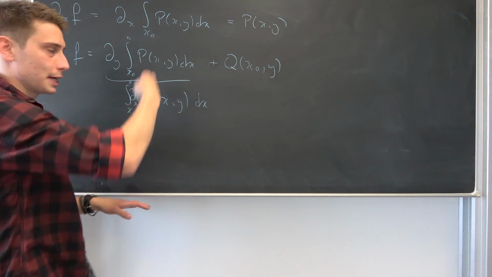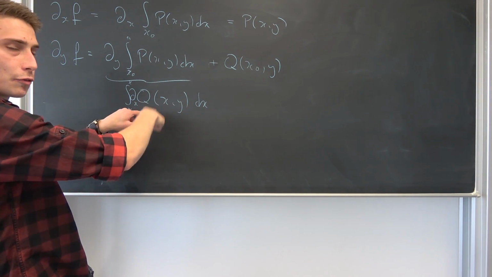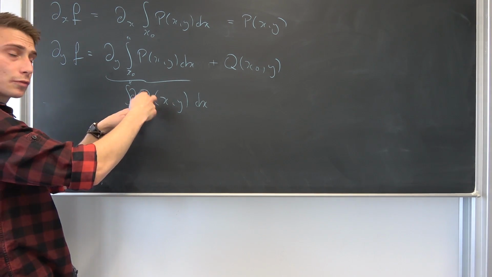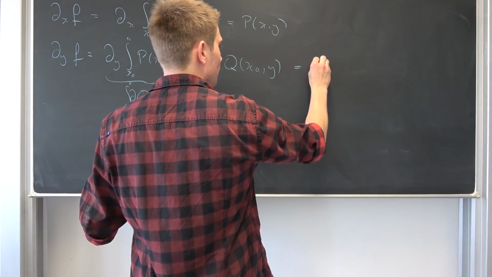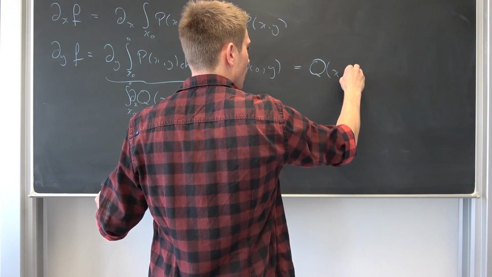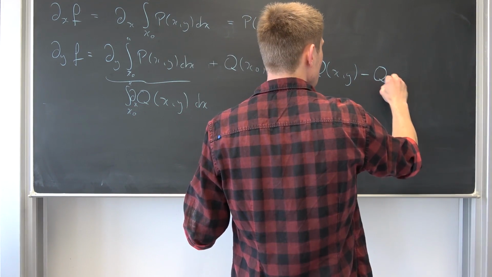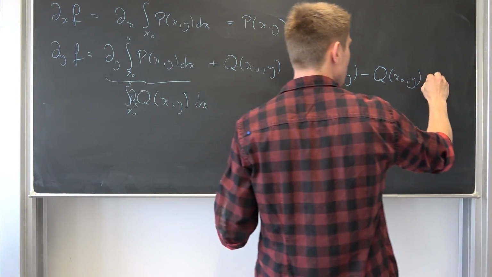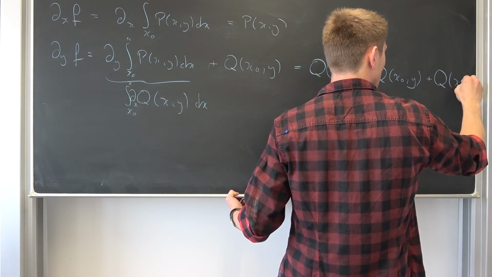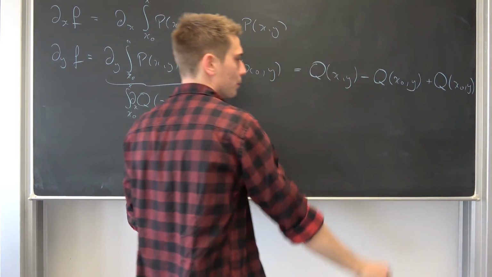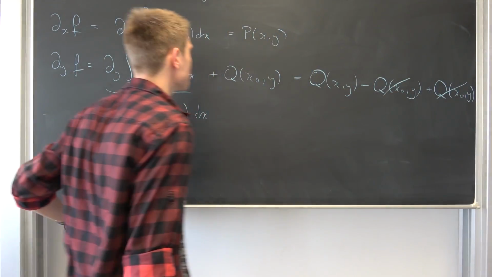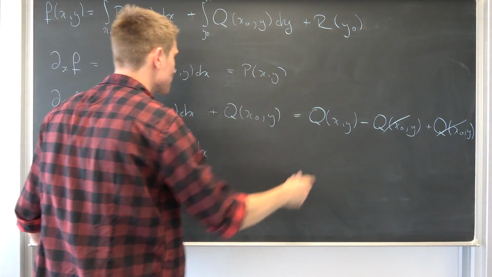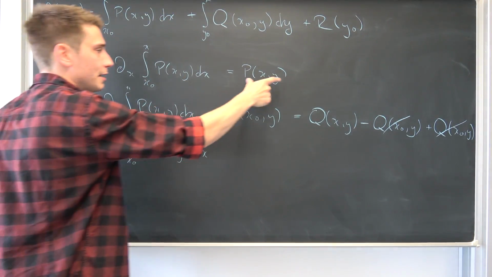By our assumption. Now, differentiating a function, integrating it with the same variable is going to evaluate to this thing with the upper and lower bounds plugged in, leaving us with q of x comma y minus q of x naught comma y plus q of x naught comma y. Meaning this and that is going to vanish, and the differential of f with respect to y is this, and the differential of f with respect to x is this.